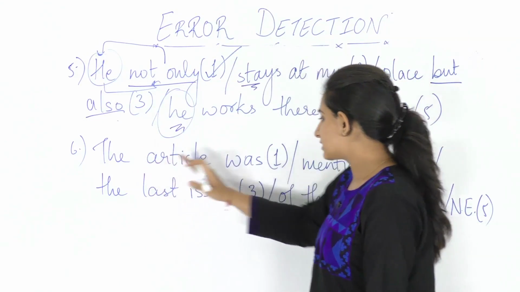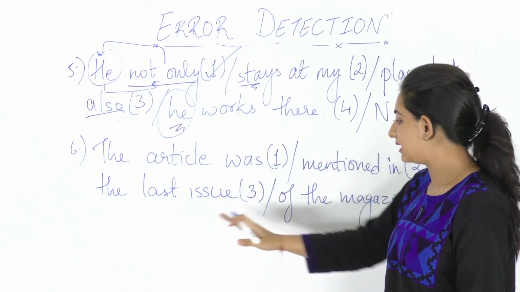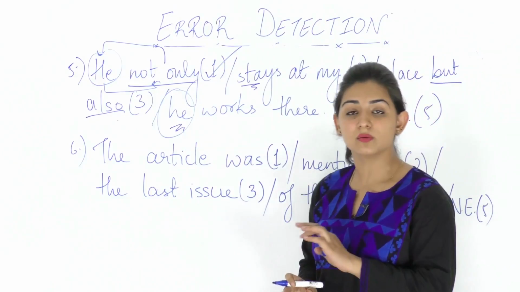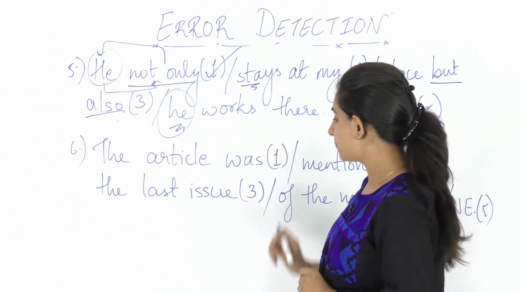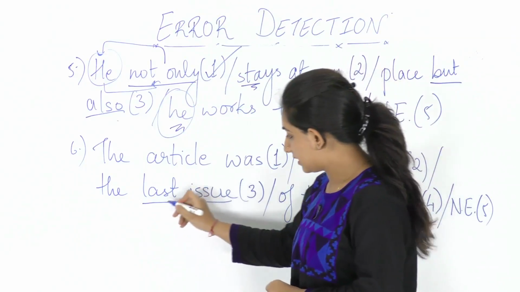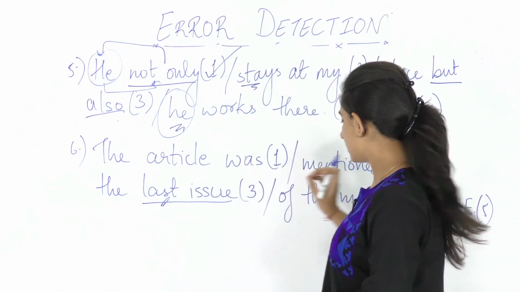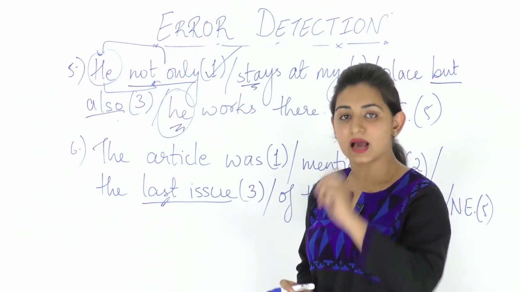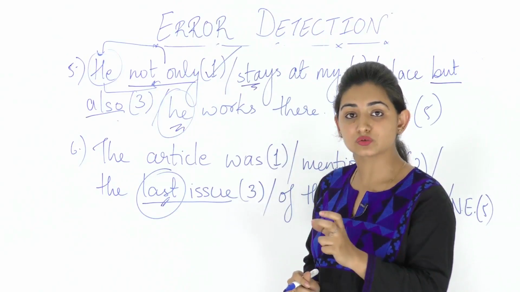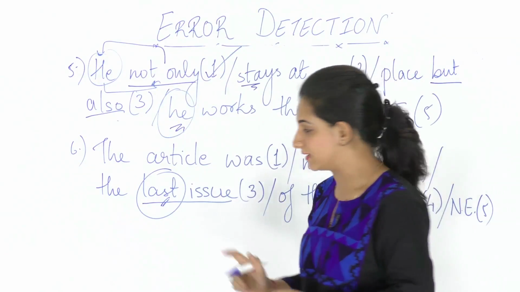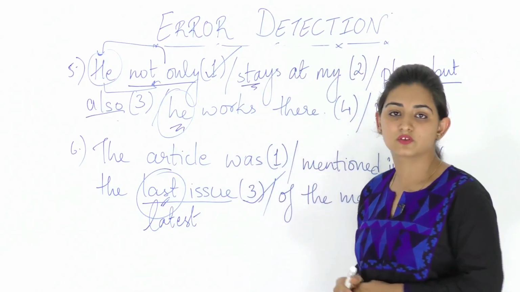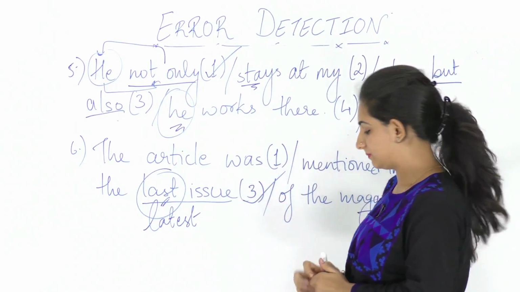It says, the article was mentioned in the last issue of the magazine. If we are talking about the magazine, if we are talking about the newspaper also, we will never say last issue. Why? Because we never know if it's the last issue unless the newspaper or the magazine owner has announced it. We know that it is the latest issue, the issue that has been released most recently. So we will use latest, and the error is in part 3. Let's proceed to the next one.